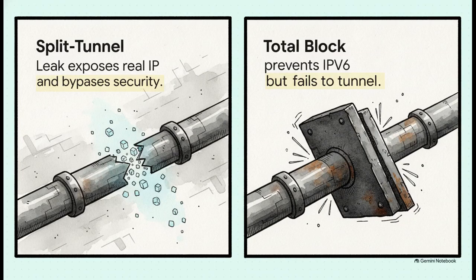And we have to talk about how this impacts the remote workspace. If your legacy VPN client isn't explicitly configured to tunnel IPv6 traffic, it's going to do one of two very bad things. It will either cause a split tunnel leak, ignoring IPv6 traffic and letting it flow out to the open internet natively, which completely bypasses your corporate security policies and exposes the user's real IP. Or it'll just apply a total block, preventing all IPv6 traffic but failing to tunnel it. That means your dual-stack users simply lose access to modern resources. Neither is a great day at the office.